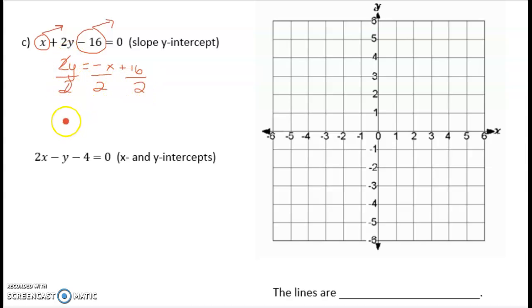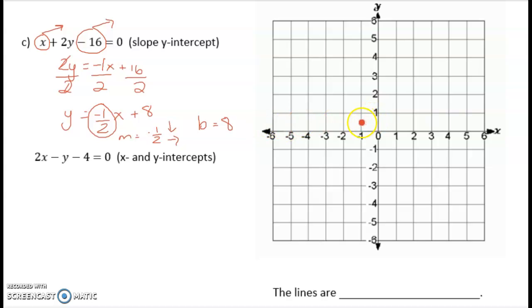So 2 divided by 2 is 1y. And then there's no number in front of the x, so it's just a 1. So it's a -1/2 x. And then +16 divided by 2 gives me +8. So my slope is -1/2, which means we go down 1 over 2 positive. And my y-intercept happens at +8.